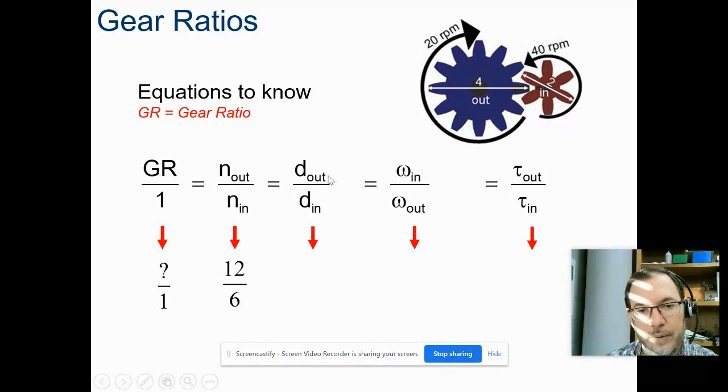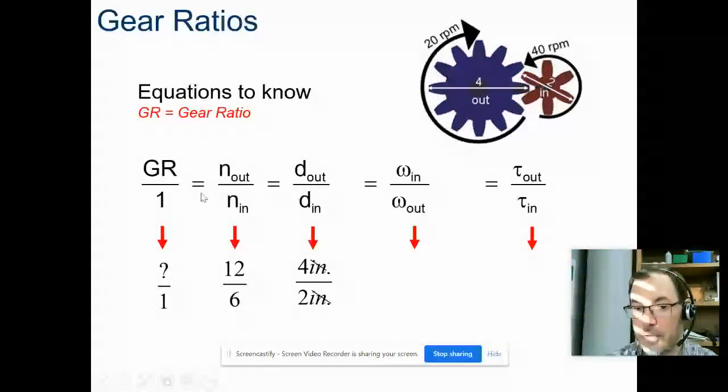And if we look at the diameters, the output diameter was 4 inches and the input diameter was 2 inches, that's going to give me 4 over 2, 4 inches divided by 2 inches. Units are going to cancel because it's just a ratio, so we get 4 over 2. Well, that's still 2 to 1, same ratio. And that's what we want to see. They should all be the same ratio, which means we already know enough to tell us what the gear ratio is going to be. It's going to be 2 to 1. We just want to verify that all of these things work that way.